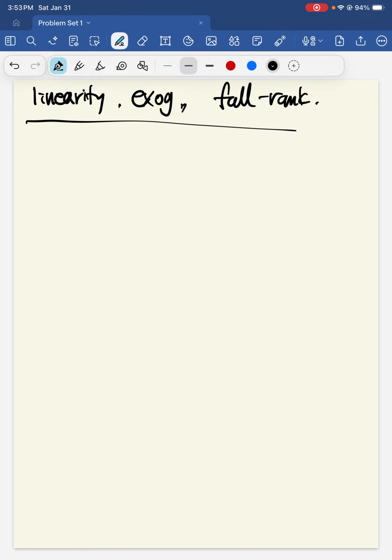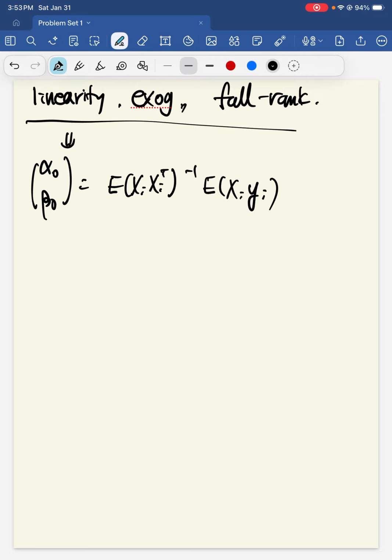Okay. Then finally, it is not in the question, but you could answer question A using those conditions. You have shown that the linearity assumption is given, you showed the exogeneity assumption, and you already showed the full rank assumption. Under those three assumptions, we know the general result. We can now claim this equality under those assumptions.